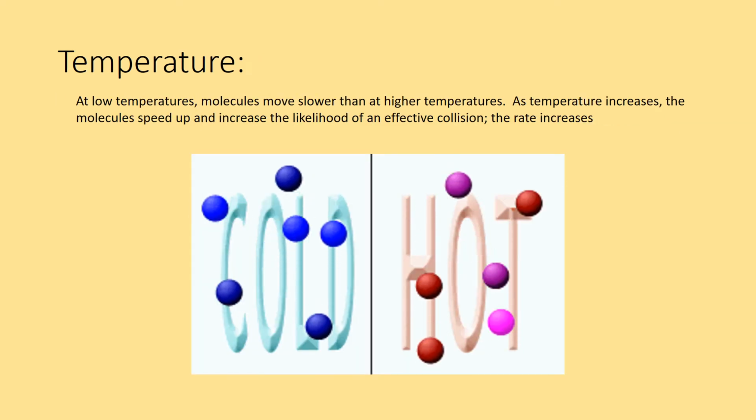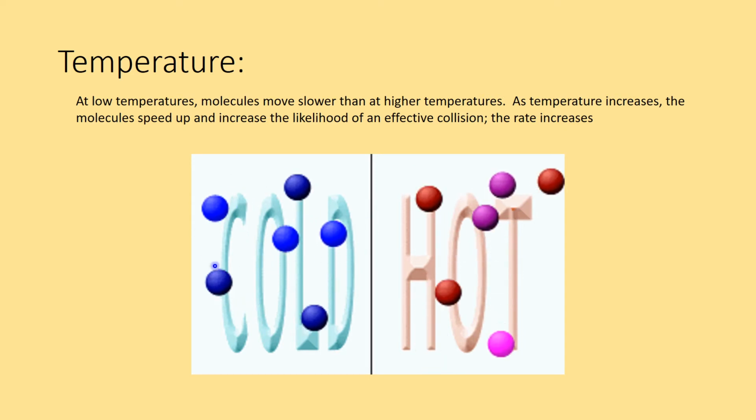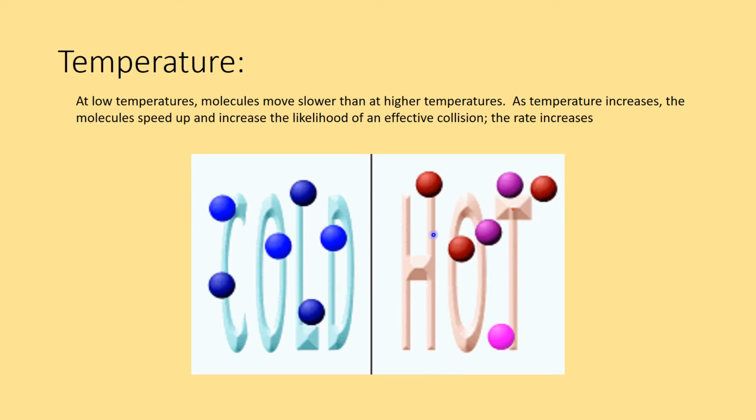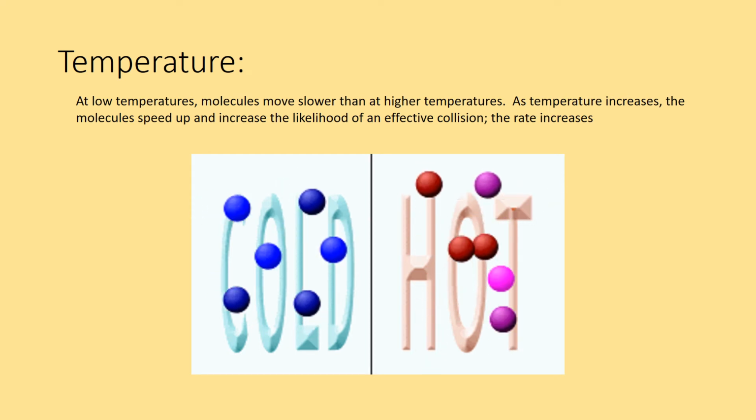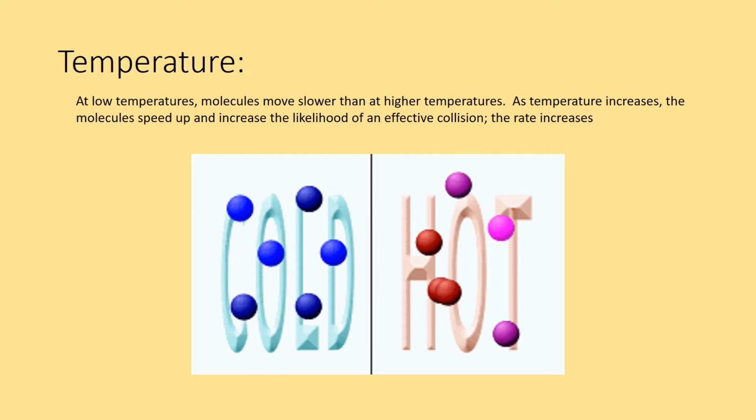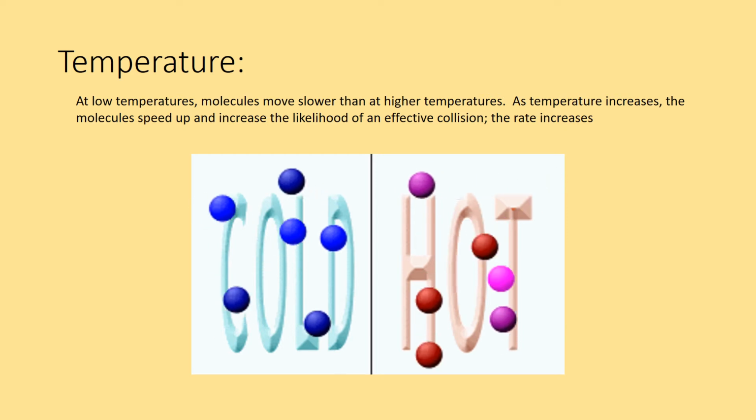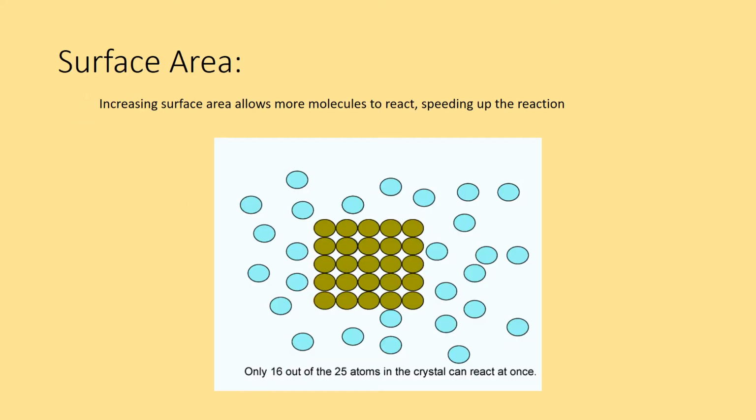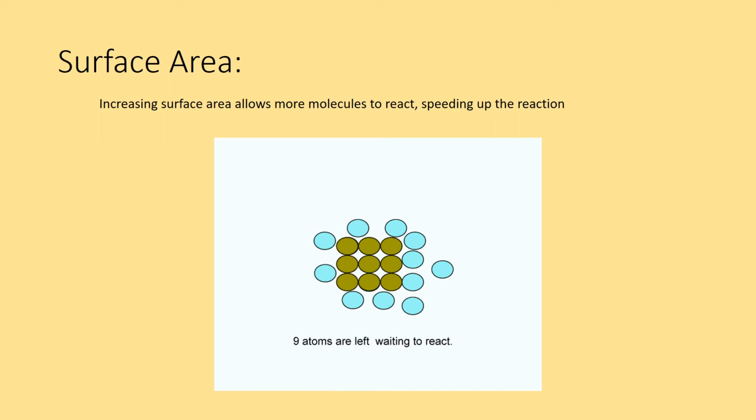Temperature is another factor that affects the rate of a reaction. At low temperature, molecules move slower than at higher temperatures. So as temperature increases, the molecules speed up and increase the likelihood that there will be an effective collision. As a result, the reaction rate will tend to increase. Surface area tells us how many molecules are available to react. Generally speaking, increasing the surface area allows more molecules to react, speeding up the reaction.